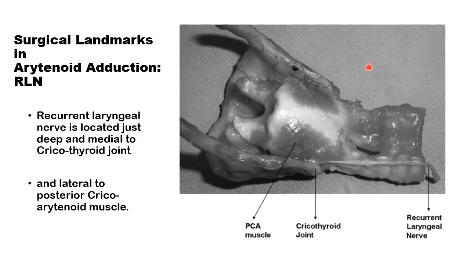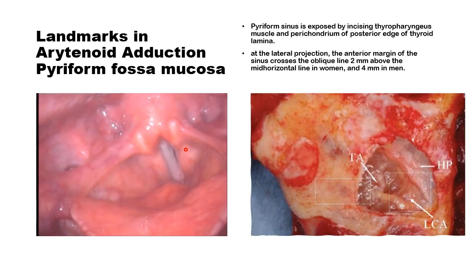Three important structures come quite close to the muscular process of the arytenoid and have to be identified and avoided in this type of surgery. The first is the recurrent laryngeal nerve, which courses from outside the larynx deep to the cricothyroid joint to form the inferior laryngeal nerve. It crosses the fibers of the posterior cricoarytenoid and will be quite close to the posterior part of the muscular process of the arytenoid. The second important structure is the mucosa of the piriform sinus.